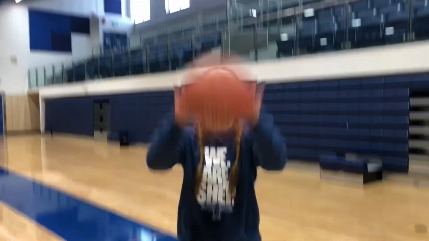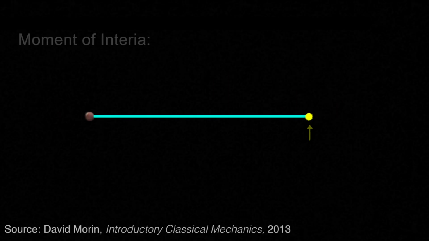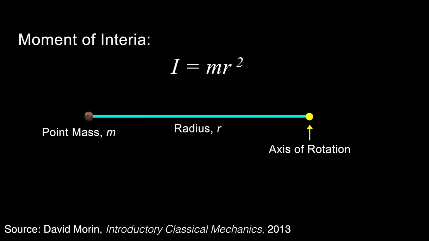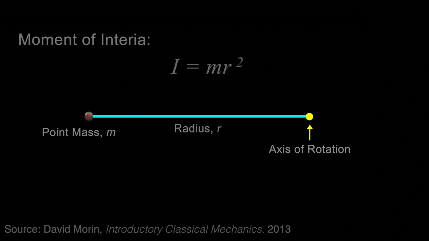Let's consider a mass with negligible size. This is what scientists refer to as a point mass, and it can be used to find the moment of inertia. The moment of inertia is just this mass times the radius about the axis of rotation squared.